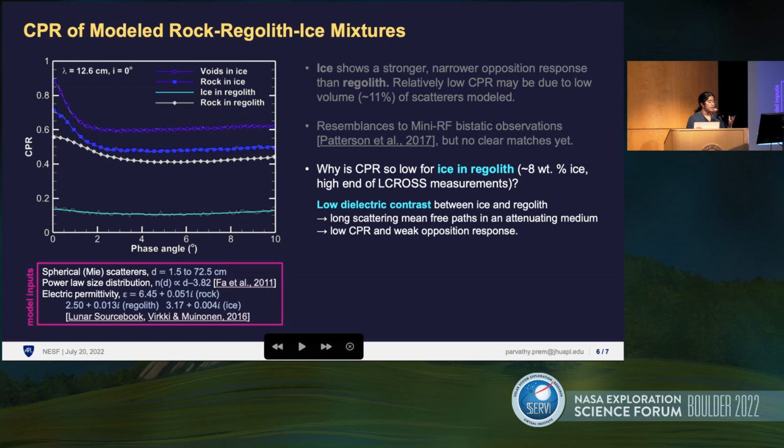In this case, what seems to be going on is that ice and regolith are likely to have very similar dielectric properties. That's something that's been noted before by others. And because of that low dielectric contrast, radar waves traveling through that icy regolith mixture travel on long scattering mean free paths through a relatively absorbing medium. Regolith absorbs radar more than ice does. And that combination of factors seems to be what leads to the low CPR and the weak opposition response near zero phase that we see in that case.